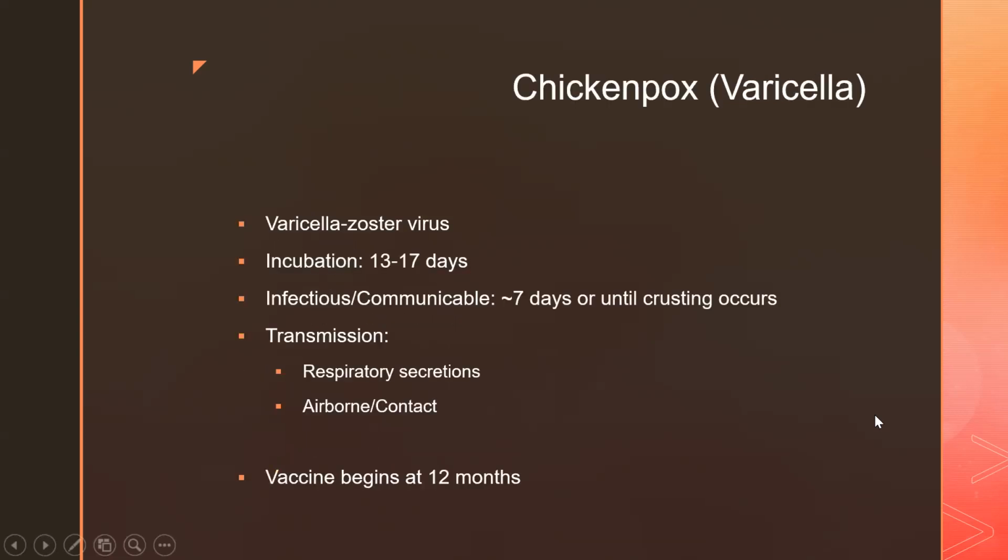Next, we have chickenpox or varicella. It is caused by the varicella zoster virus. Incubation period is about 13 to 17 days, so it really kind of percolates inside the body for a long period of time. It's infectious, communicable, transmittable, whatever word you want to use, for about 7 days or until the lesions, which erupt and ooze, begin to crust over.